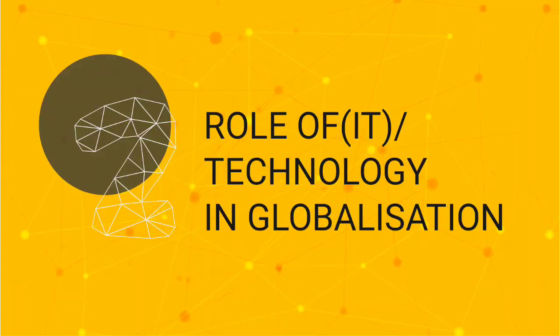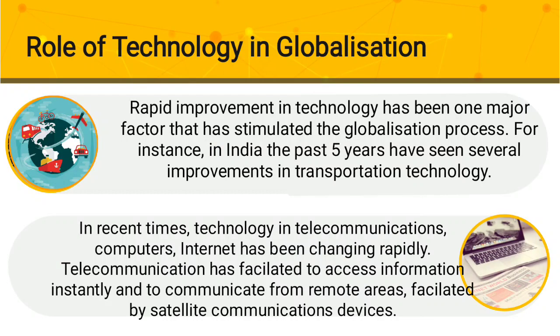Moving on to the second part, that is about the role of technology in globalization. Role of technology in globalization. Rapid improvement in technology has been one of the major factors that has stimulated the globalization process. For instance, in India, the past 5 years have seen several improvements in transportation technology. In recent times also, technology in telecommunication, computers, and internet has been changing rapidly. Telecommunication has facilitated access to information instantly and communication from remote areas, facilitated by satellite communication devices.